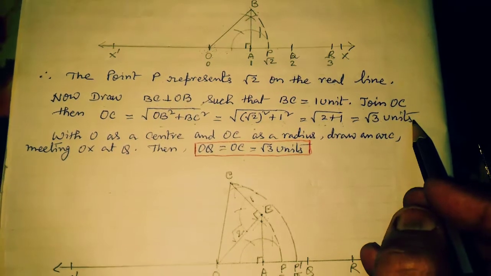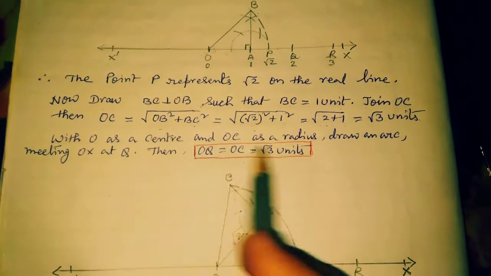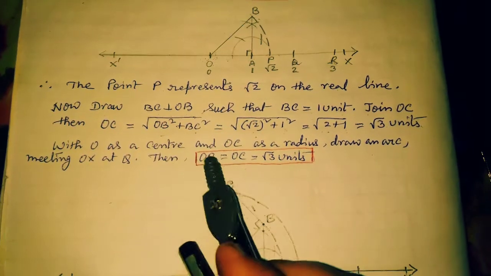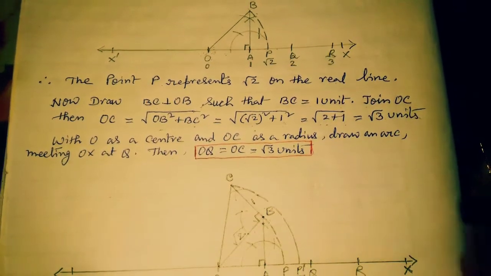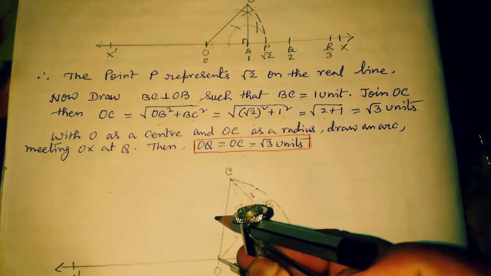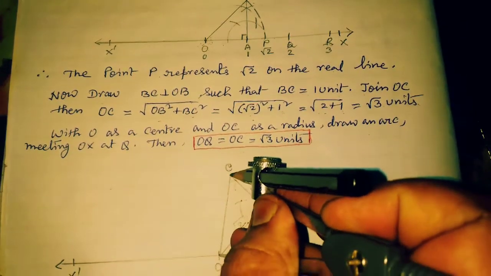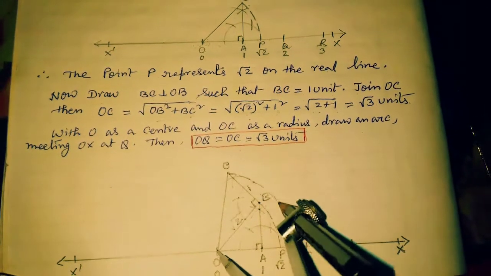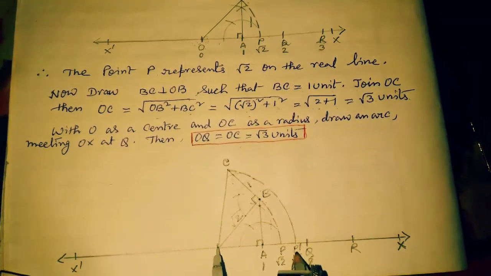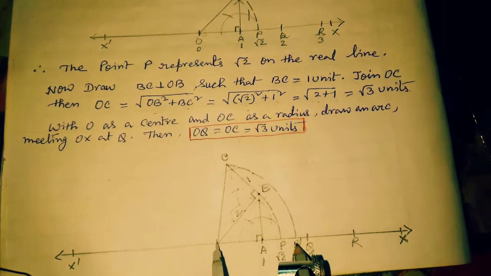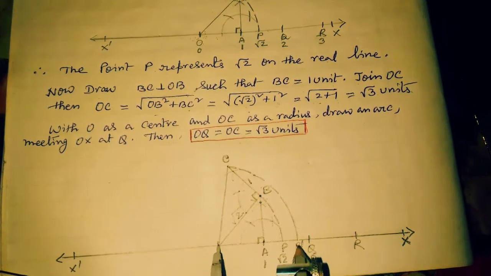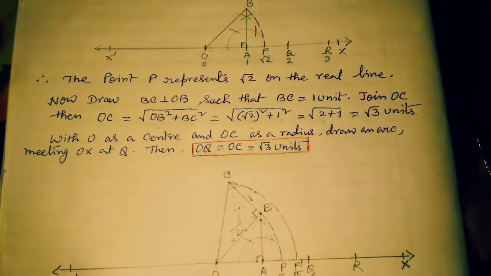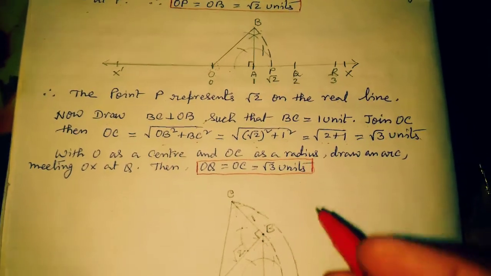Clear, student? So again, with OA as a center, and OC as the radius, draw an arc. If you draw the arc like this, with dotted lines, it meets the point P dash here. Clear? So P dash is coming over here, this OP dash.